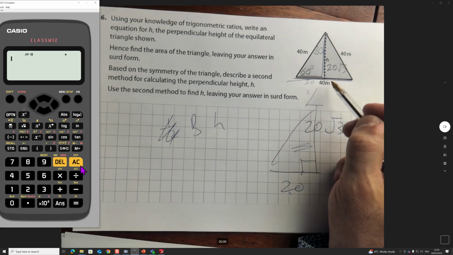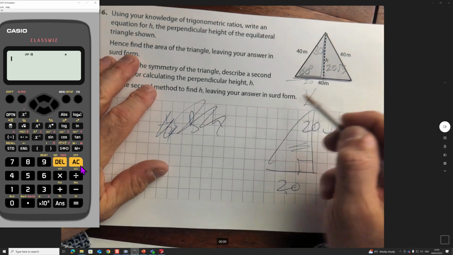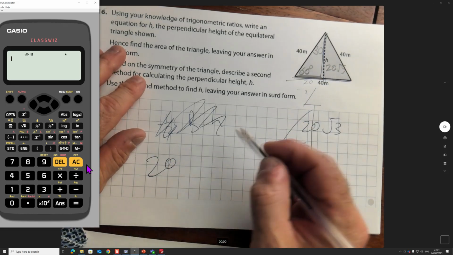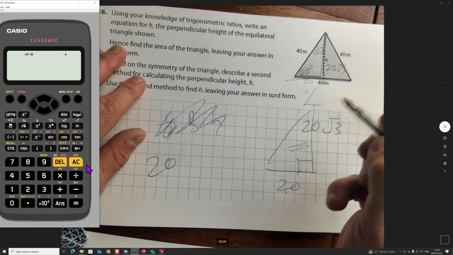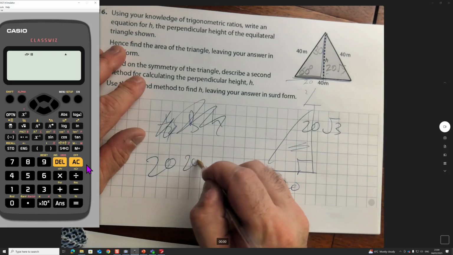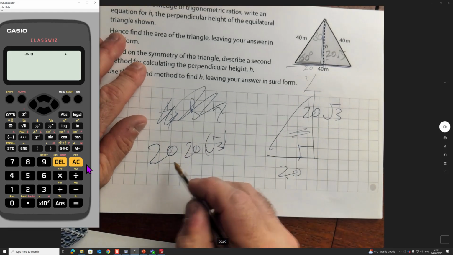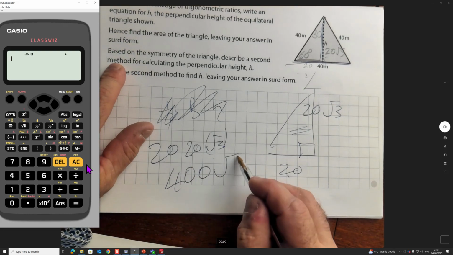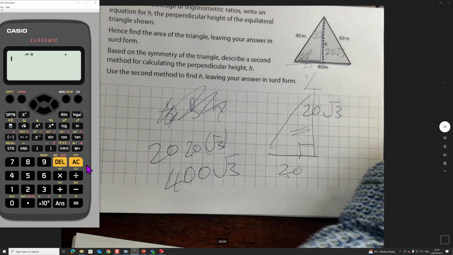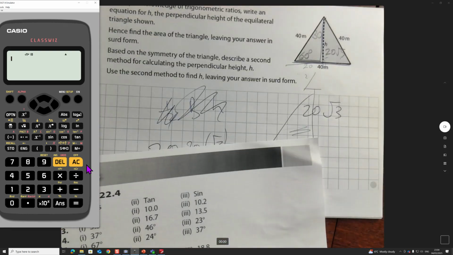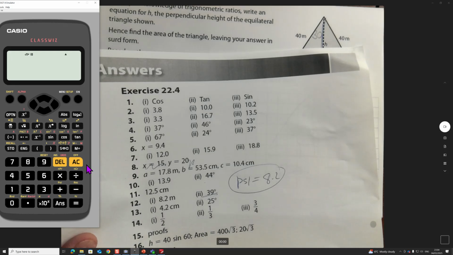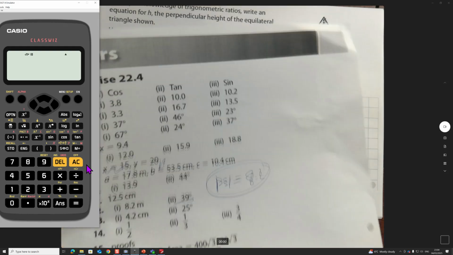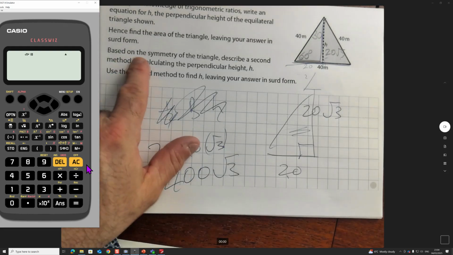That can't be right. Okay, come back. Sorry. Let's do the full triangle. Half the base is 20. The height is 20 root 3. 20 by 20 is 400. So we get 400 root 3. Are we on 22.4, question 16? Area is 400 root 3.